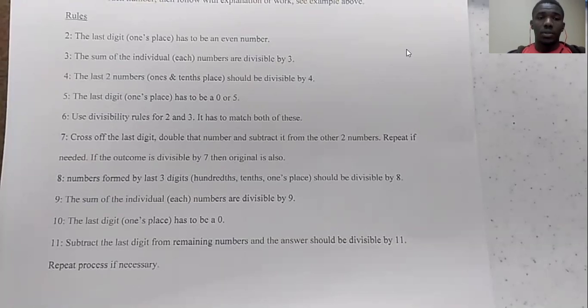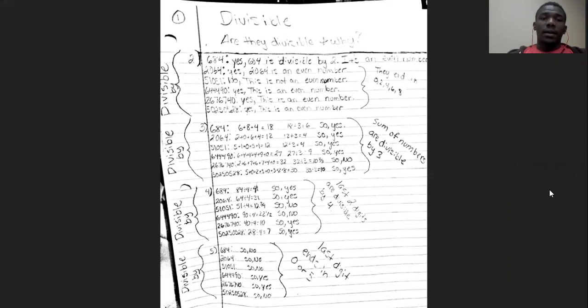So, question 1. We have 6 different numbers: 684, 2064, 51,051, 644,490, 2,676,740, and then 50,250,528.